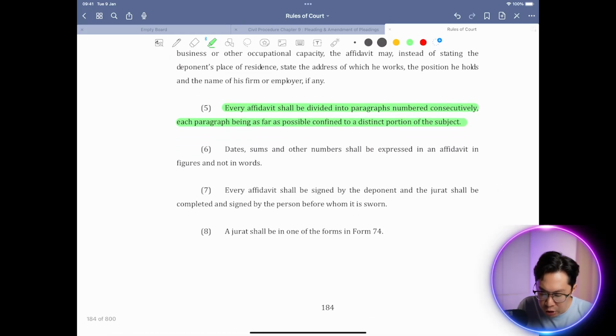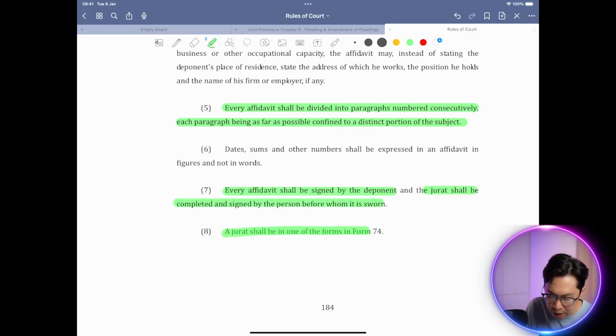Every affidavit shall be signed by the deponent, and the jurat shall be completed and signed. The jurat shall be in Form 74. So you can look at your Rules of Court. How does Form 74 look like? Okay, to give you an idea in case you don't know what a jurat is, it's like a sworn statement lah.